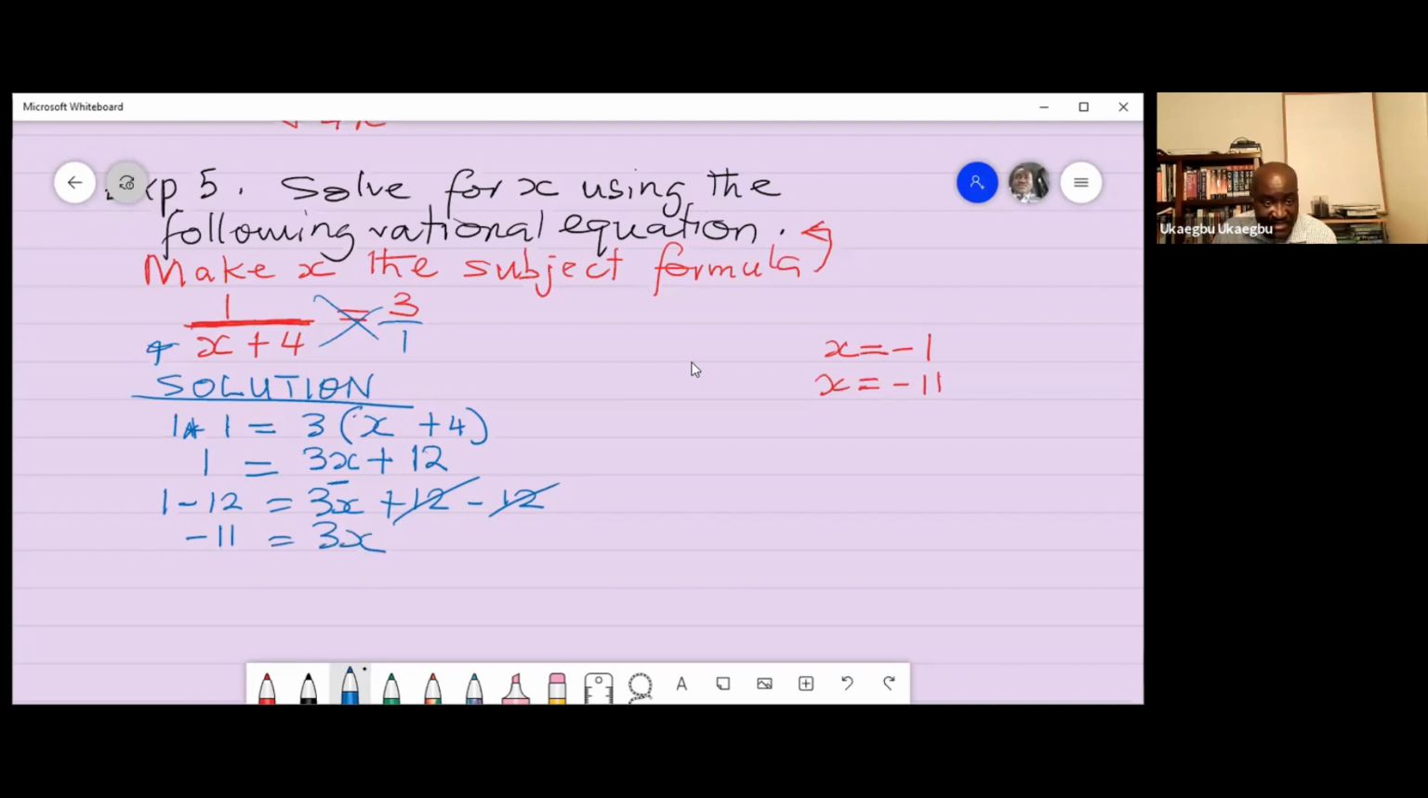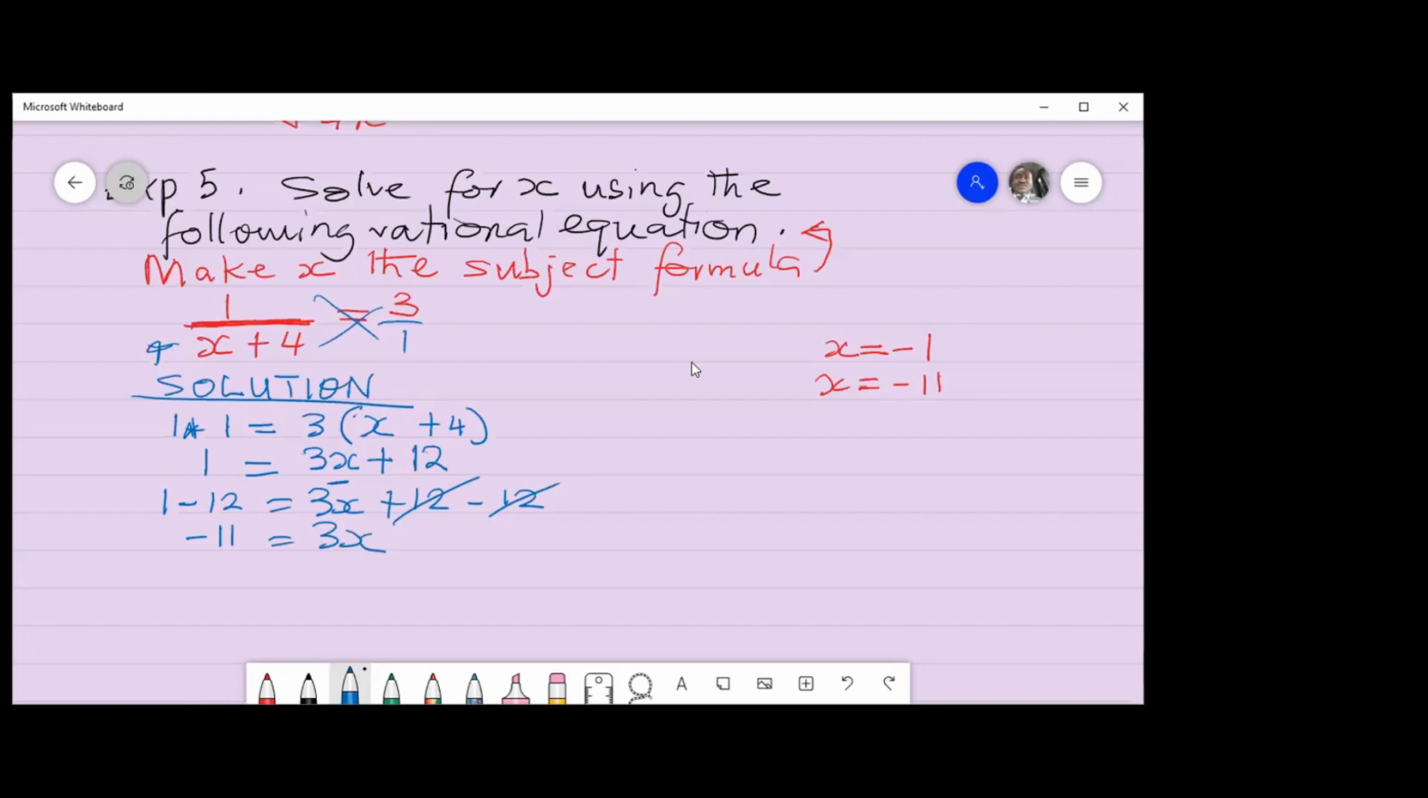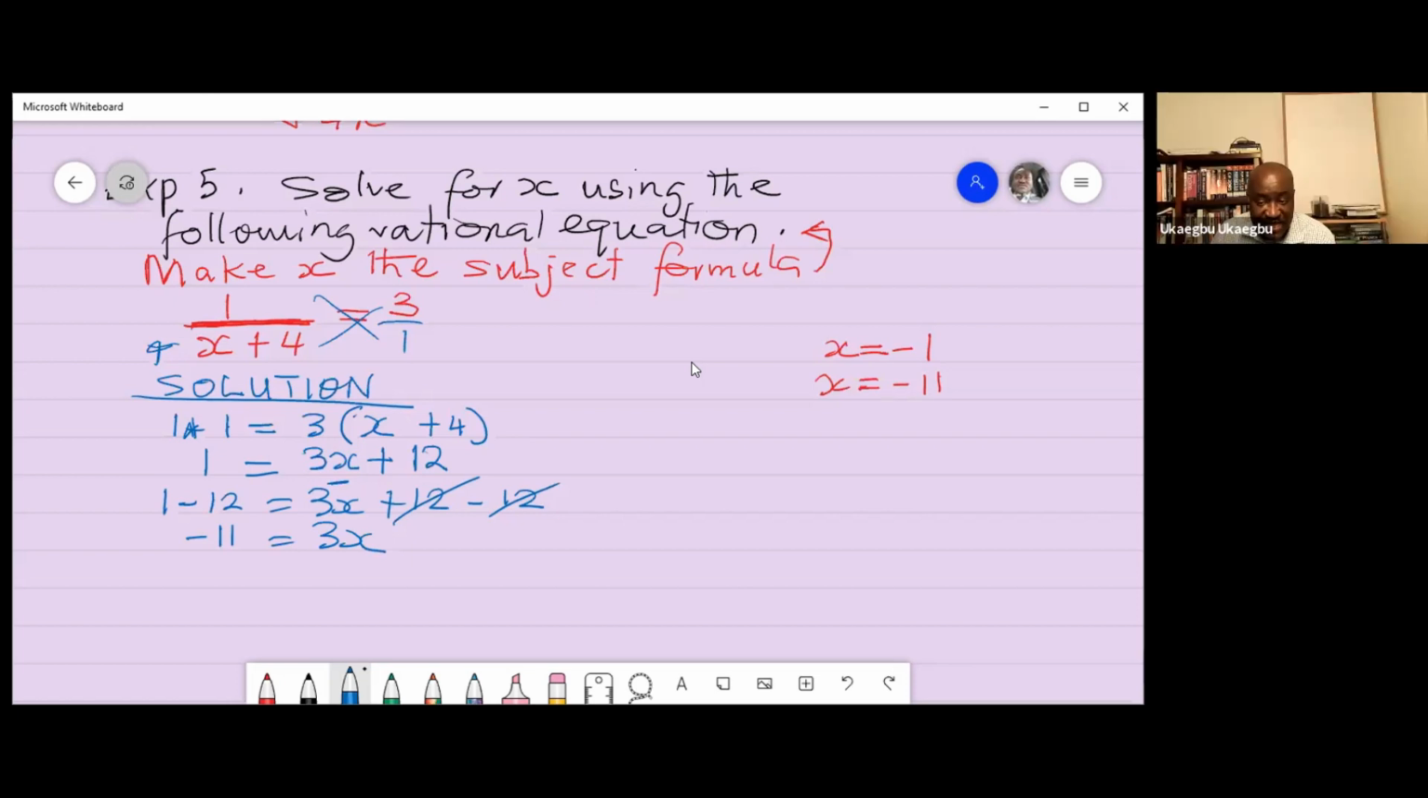And then what's next? Divide both sides by 3. So this crosses out, and you're left with negative 11 divided by 3 equal to x. And that's the solution. You see? That's the solution by doing cross multiply.